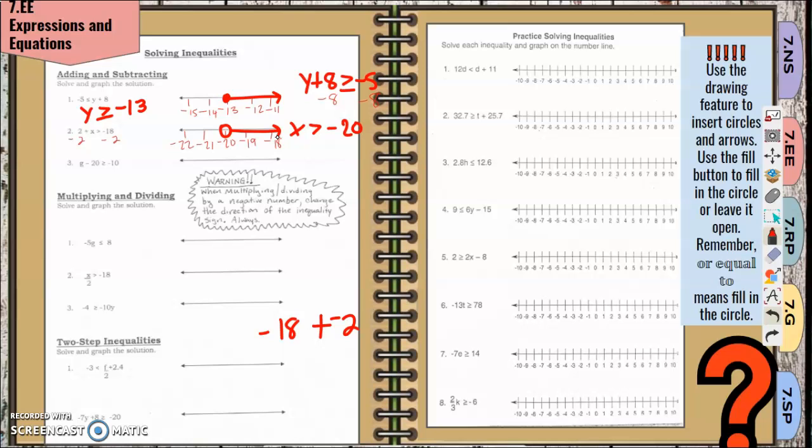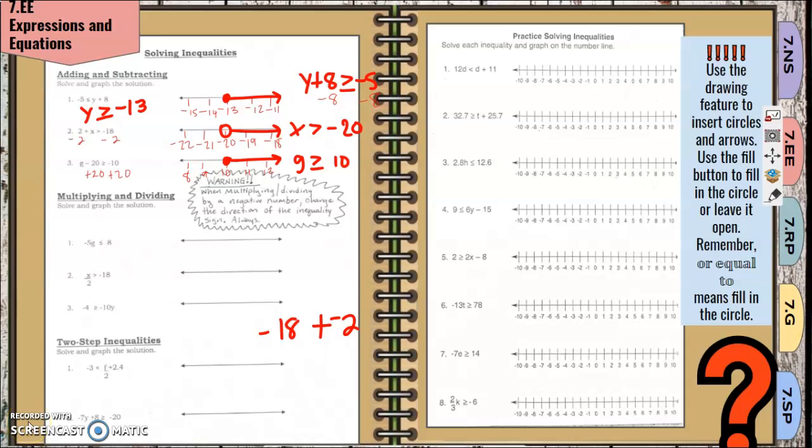And then number 3, the opposite of subtracting 20 is adding 20. -10 plus 20 is +10 because my signs are different. I have to subtract. I'm going to make my number line and put a closed circle and shade everything to the right because my inequality sign is pointing to the right.